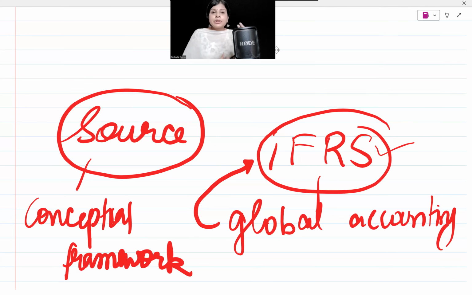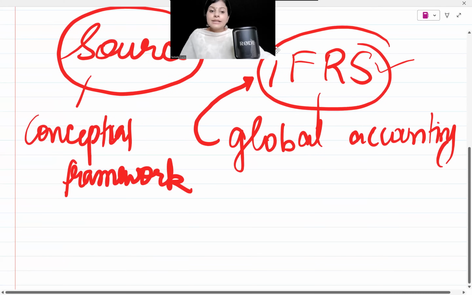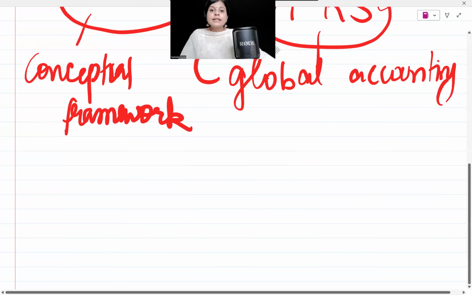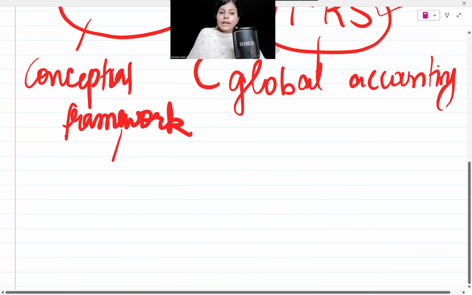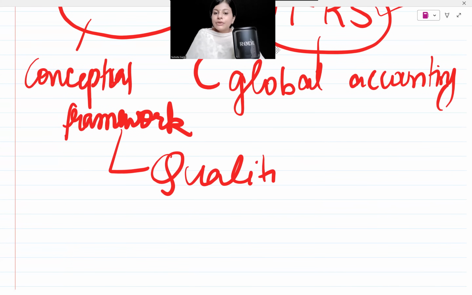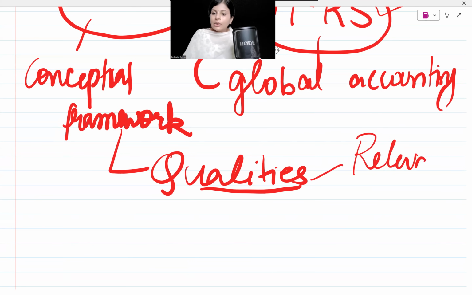Stakeholders are the people who are interested in your company. So the financial statements that you prepare, the conceptual framework tells you what kind of qualities this financial statement should have. That is given to you in conceptual framework. What kind of qualities? First quality they say is primary quality, that it should be relevant. Second quality says that it should have faithful representation.